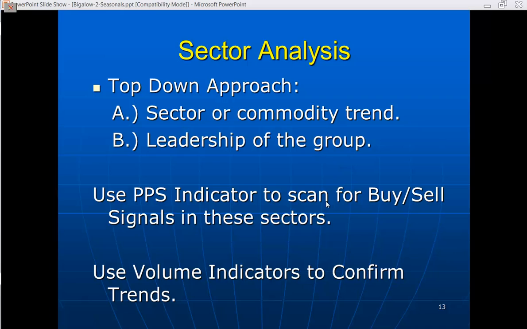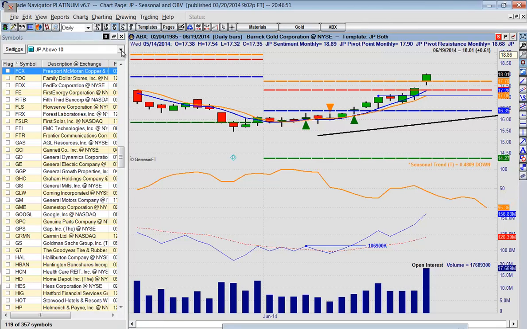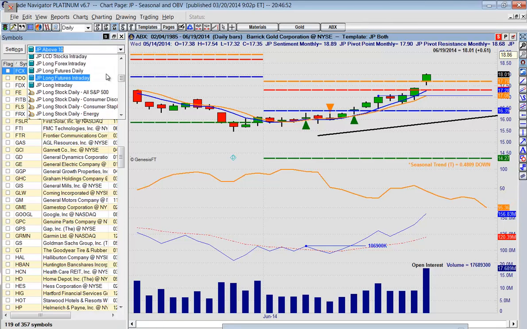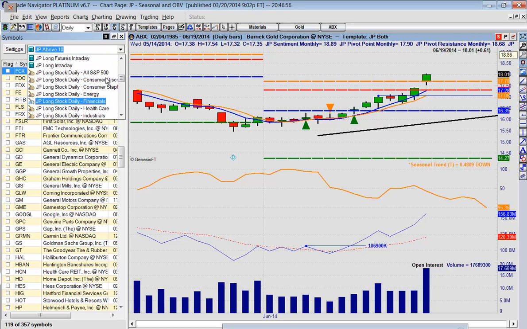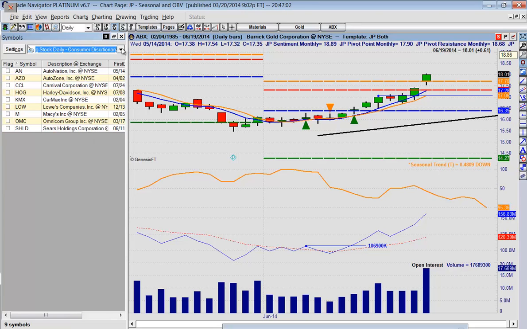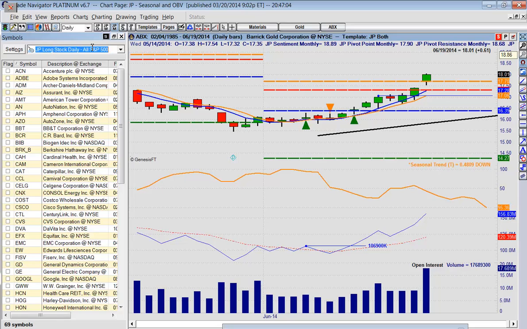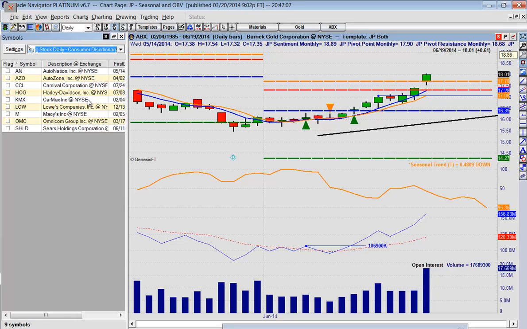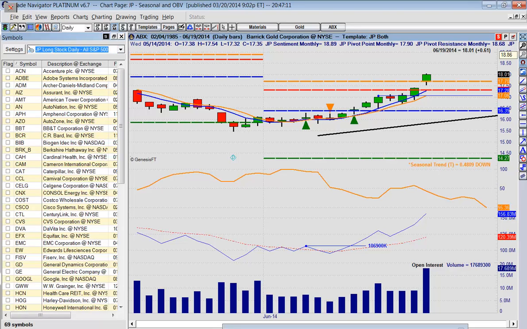I can use my PPS indicator to scan for buy and sell signals within those sectors, and that's one of the things that we created with Trade Navigator. I can find all these scans, not with just a doji formation, but I can find a low close doji, and I can look for stocks that gave me buy signals. I can scan not only for stocks in the S&P 500, but I break it down to sector. So for example, today we had 69 stocks that generated a PPS buy signal.